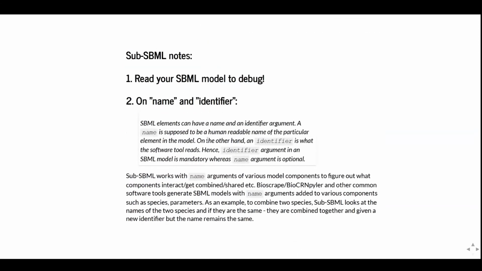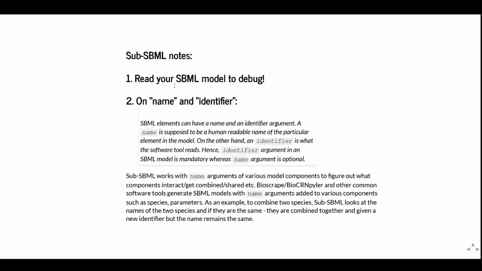Some quick notes before we jump into the code. My biggest debugging advice while working with Sub-SBML is to read your SBML model output to find whatever bugs you think are occurring. To do that, just double click the XML file, the SBML file with extension .xml, and look through it. Slowly you will get the hang of what an SBML file looks like, and that's very helpful when debugging your models.